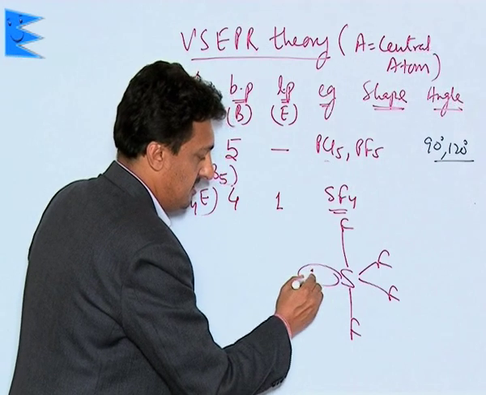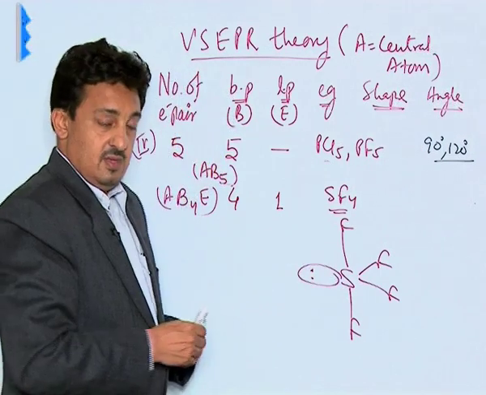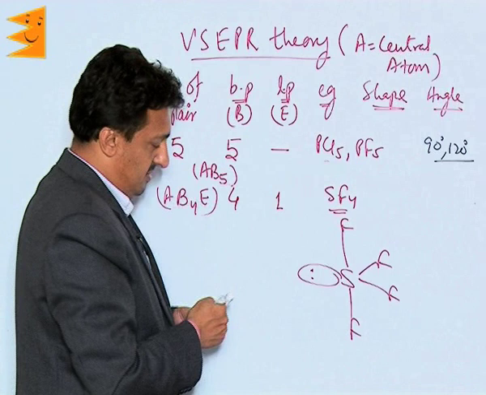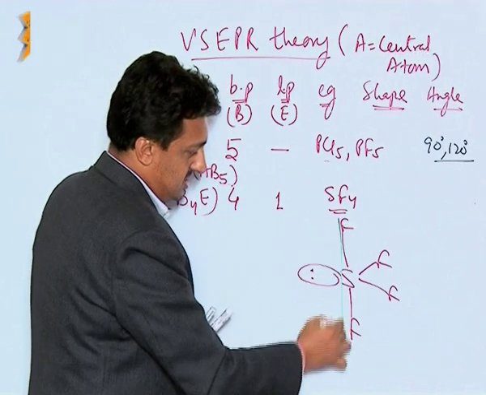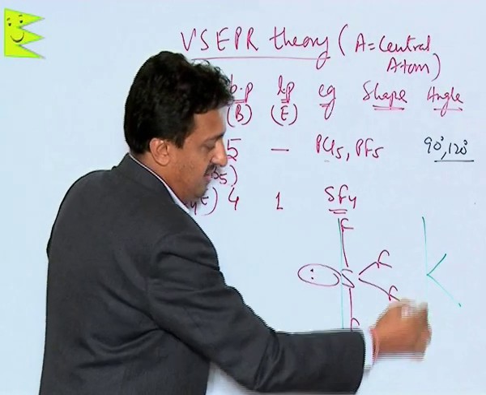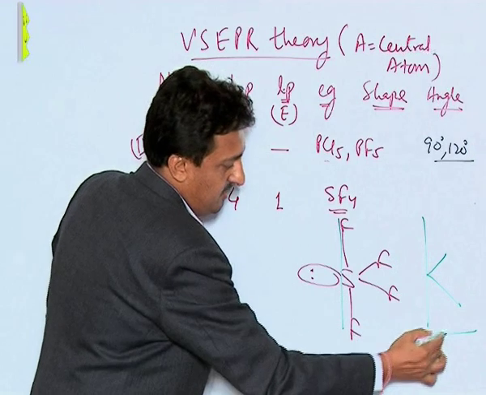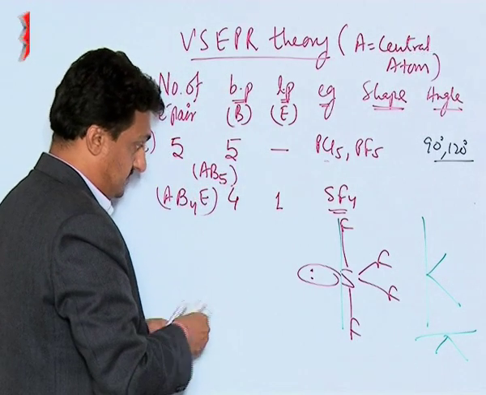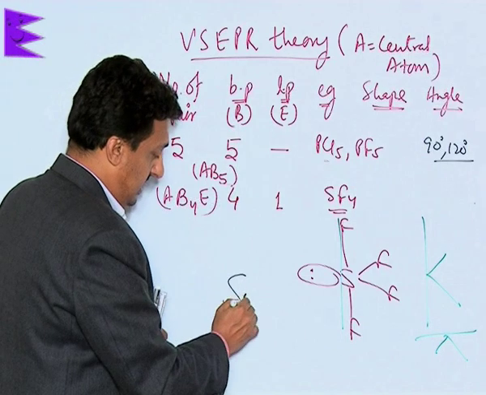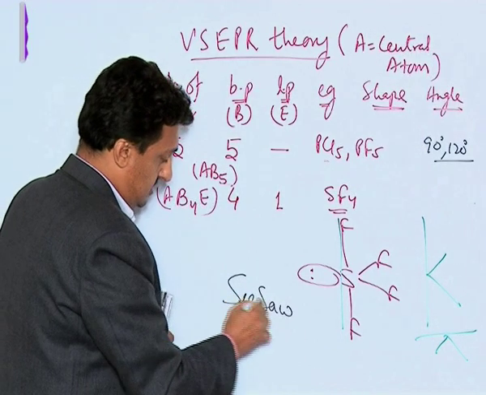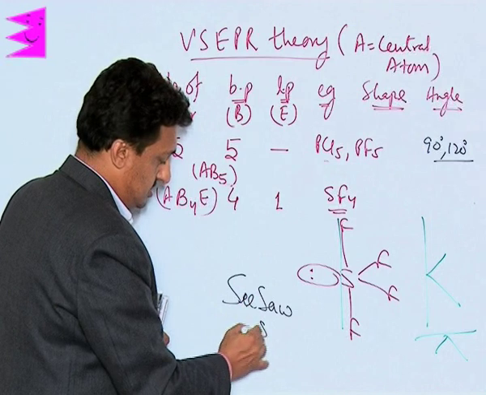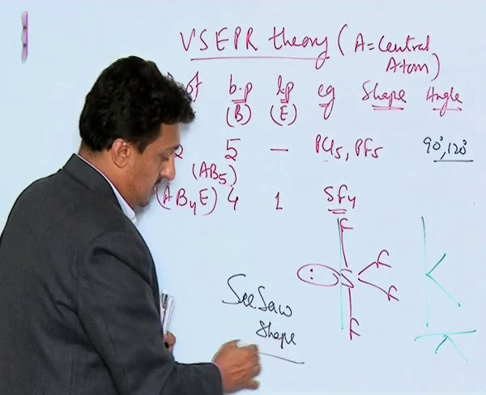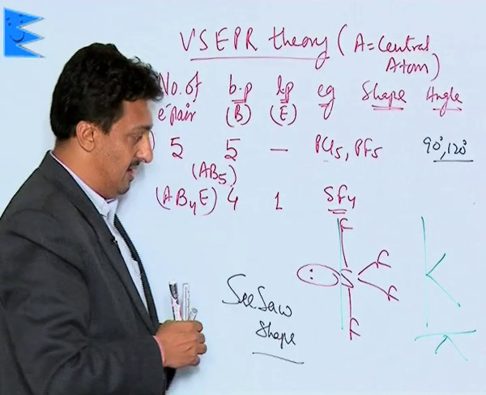This is the lone pair. Now this shape is actually what we have. If you turn this, you will get what? A seesaw. That's why this shape is called the seesaw shape. Geometry is trigonal pyramidal, of course.